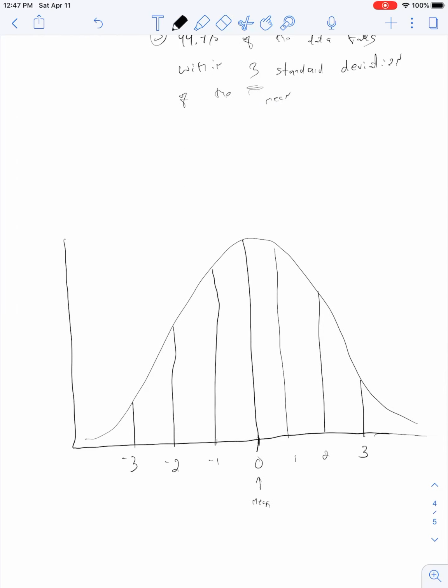So here's our mean. All of this is 68% of your data. Well, how do we find what each one are? We just do 68 divided by 2. So this is a 34%, and that's a 34%. Once again, that is our 68%.